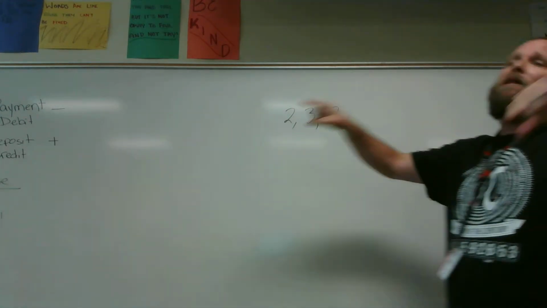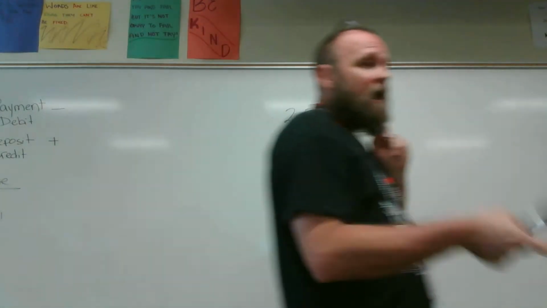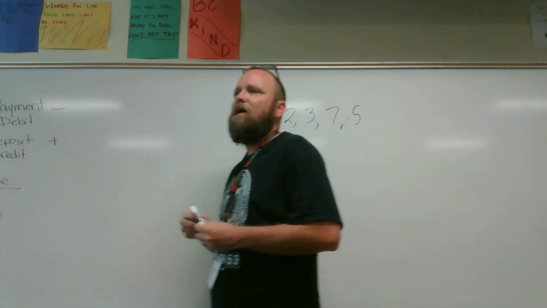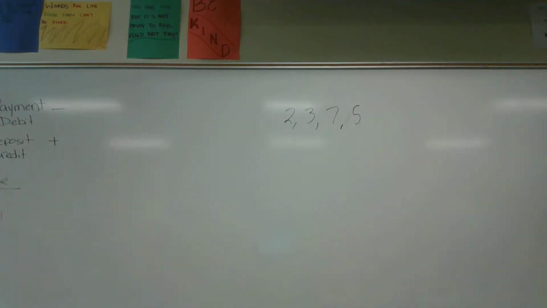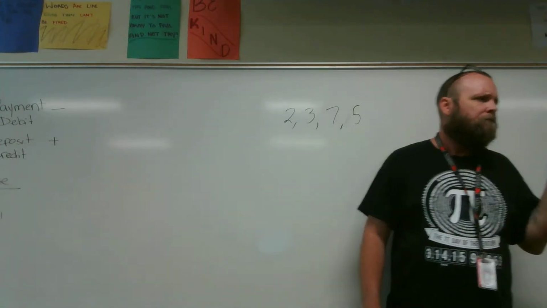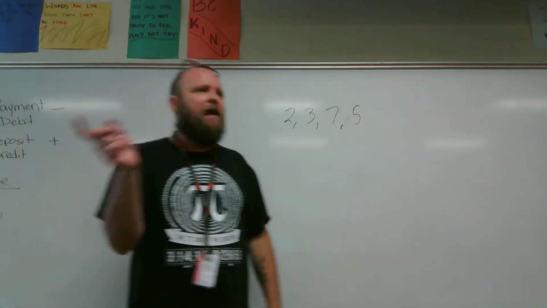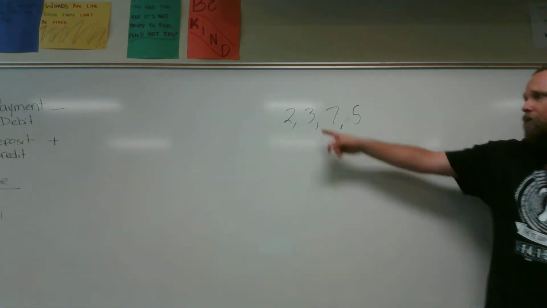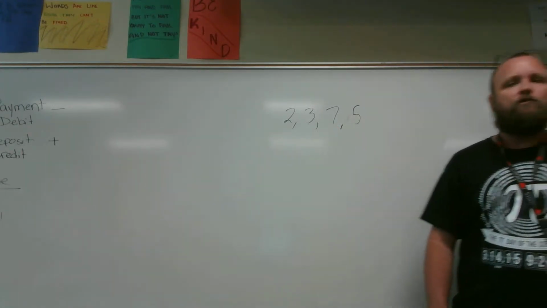Is there anybody in the class that selected a different number that wasn't listed up there? Janelle. 5. 5 is also a prime number less than 10. Question before we move on. Heron, what is a prime number? It's a number that has the only factors of 1 and itself. Good. A prime number has only 2 factors: 1 and itself. So the only way to get 2 is 1 times 2. The only way to get 3 is 1 times 3. The only way to get 7 is 1 times 7. The only way to get 5 is 1 times 5.